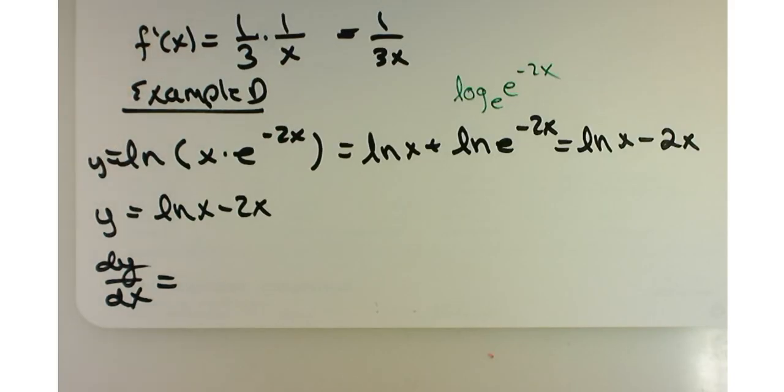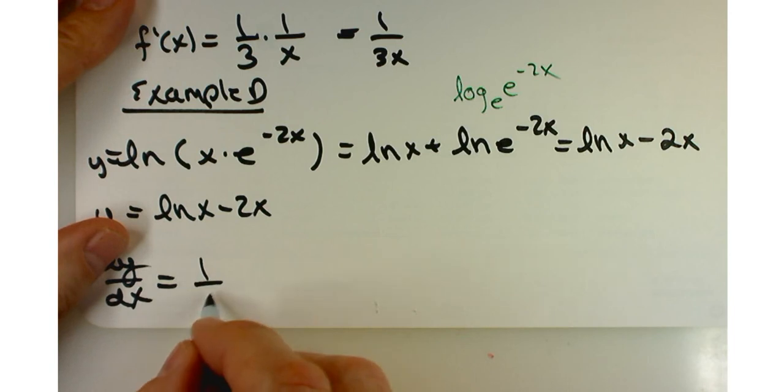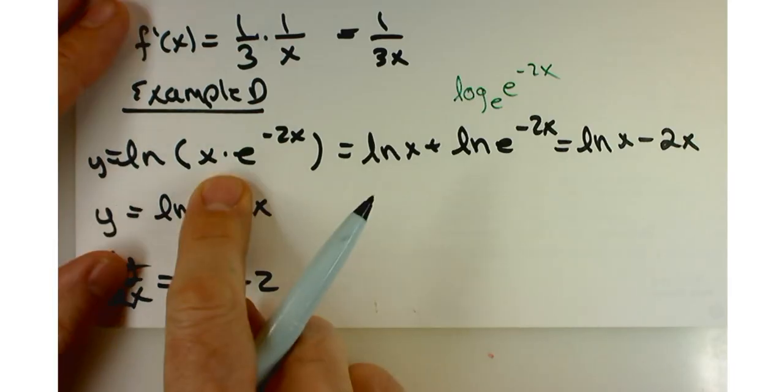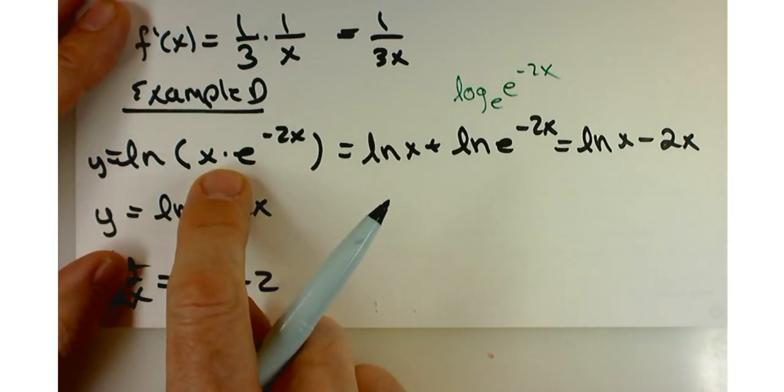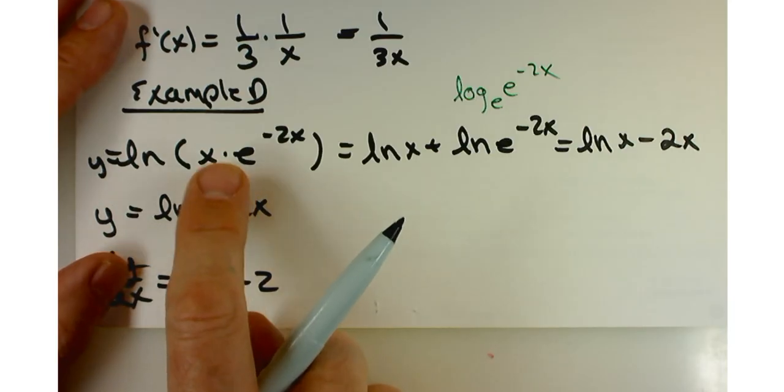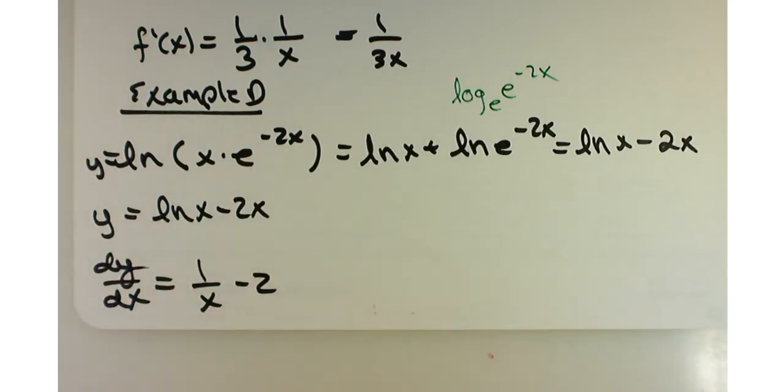What's the derivative going to be? 1 over x minus 2. Yeah, 1 over x minus 2. Wow, that wasn't bad at all. I can't overemphasize enough that it's helpful to use the properties of logs. If you didn't, then when you differentiated this, you'd have to do 1 over x times e to the negative 2x times the derivative of this, which would require not only the product rule, but the chain rule. So it'd be a lot of work there. This is a lot nicer.